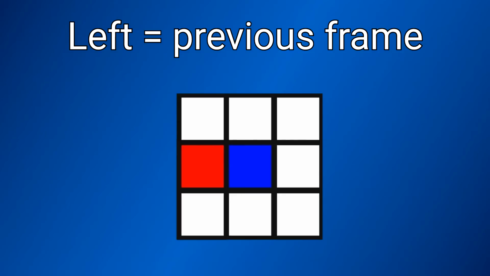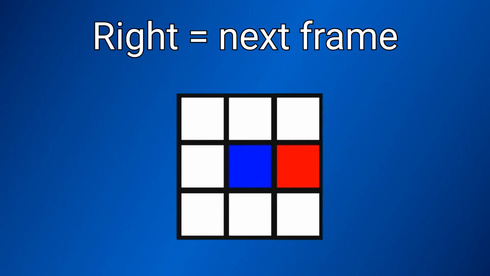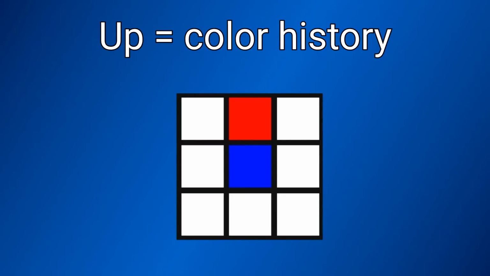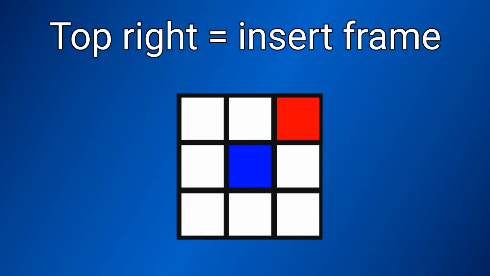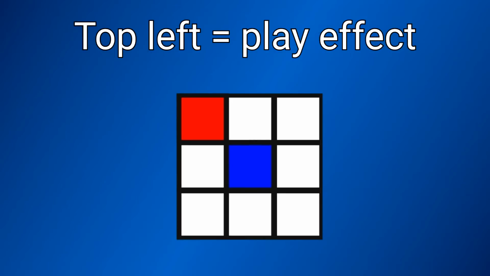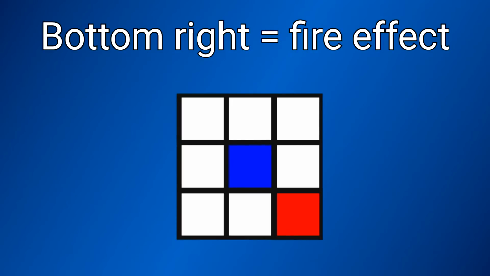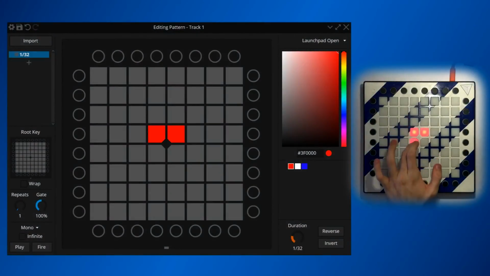Left, previous frame. Right, next frame. Up, select color from color history. Down, draw on the mode light. Bottom left, remove frame. Top right, insert frame. Top left, play effect. Bottom right, fire effect. The gesture system allows you to create light effects on your launchpad without ever having to look at your screen.